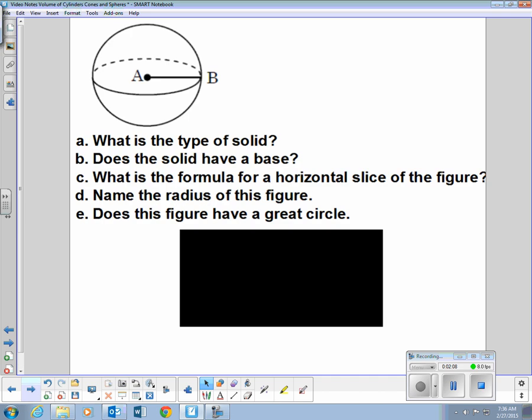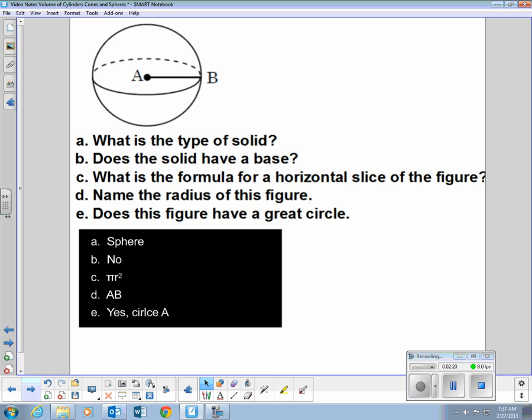All right, so here's our next one. It asks, what type of solid is this? So again, we got another shape. Pause the video, answer these questions, and then turn the video back on and see how you did. Okay, so I'm going to move this over here, and there are the answers.